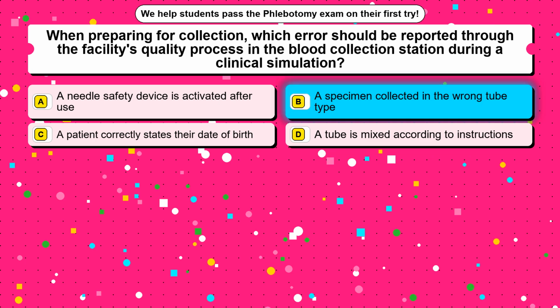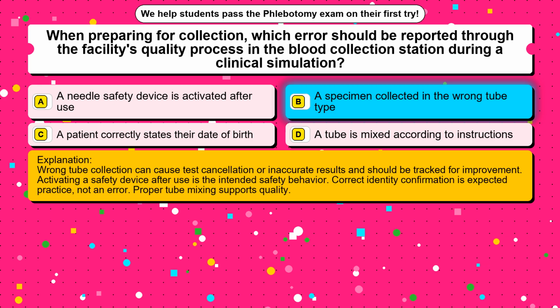A specimen collected in the wrong tube type. Wrong tube collection can cause test cancellation or inaccurate results and should be tracked for improvement. Activating a safety device after use is the intended safety behavior. Correct identity confirmation is expected practice, not an error. Proper tube mixing supports quality.